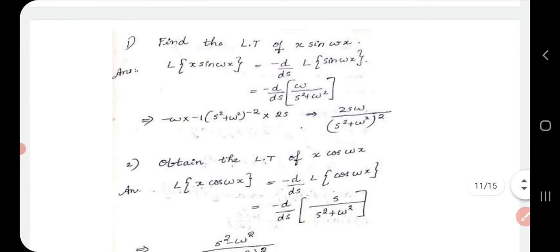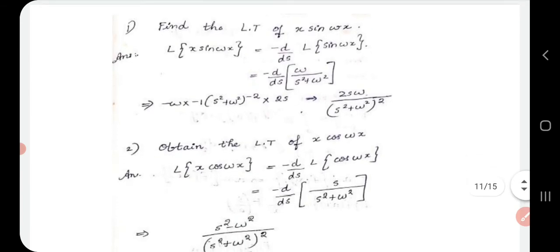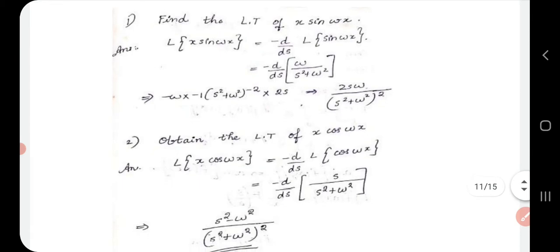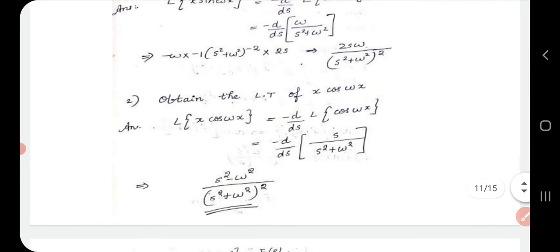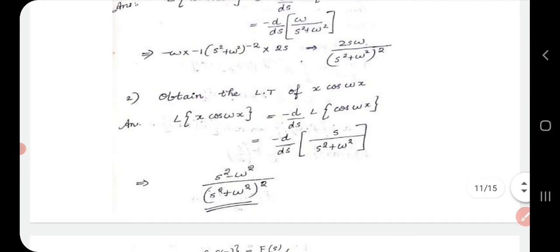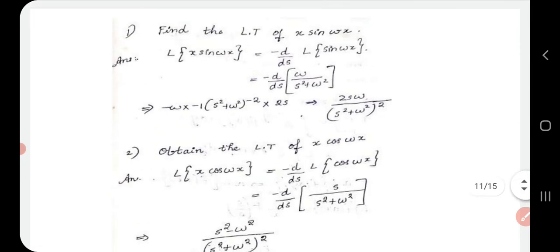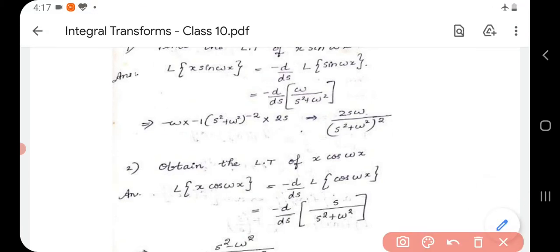The Laplace transform of x sin omega x is 2s omega by s square plus omega square the whole square, and for x cos omega x it is s square minus omega square by s square plus omega square the whole square. So these two questions are important. They may ask it. So just work it out. First study that corresponding theorem, and then you work out these two problems. Okay.